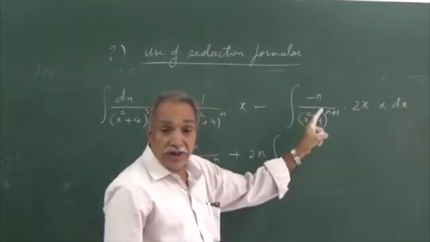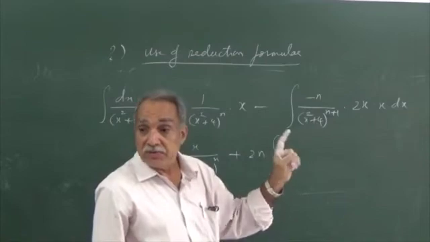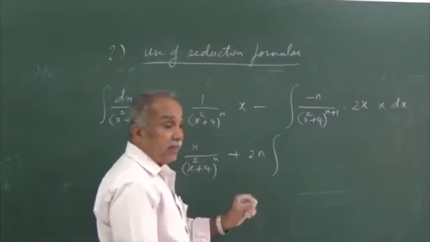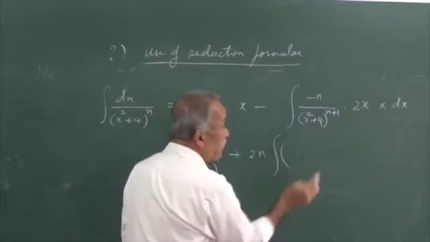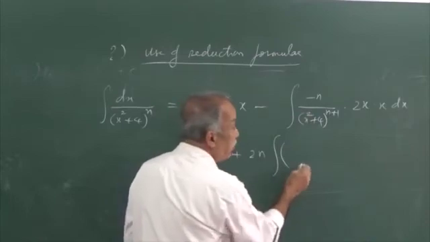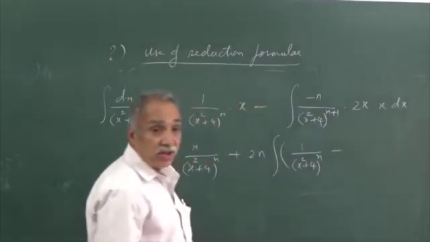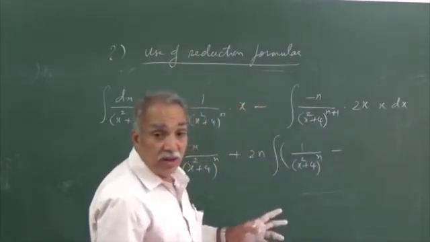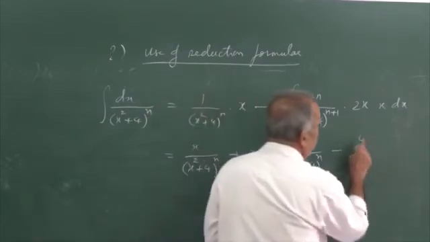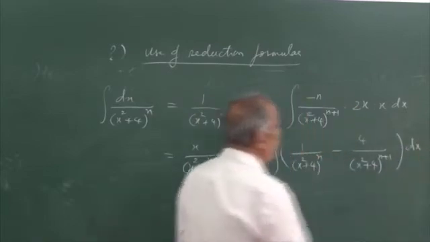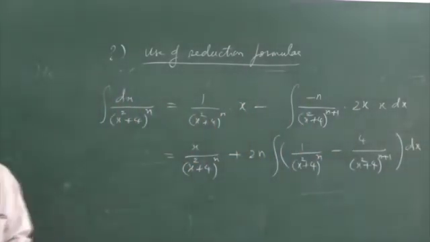I will write the x square in numerator as x square plus 4 minus 4, so that a little bit of simplification I can apply. As a result, the integrand becomes x square plus 4 by x square plus 4 to the power n plus 1, which is 1 by x square plus 4 to the power n, minus how much? 4 by x square plus 4 to the power n plus 1. Am I right? Writing the x square in numerator as x square plus 4 minus 4. Okay, I think. Yes.